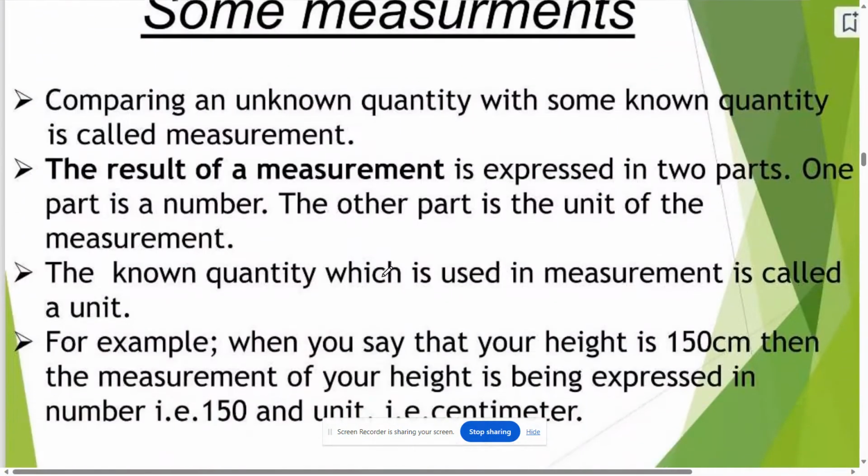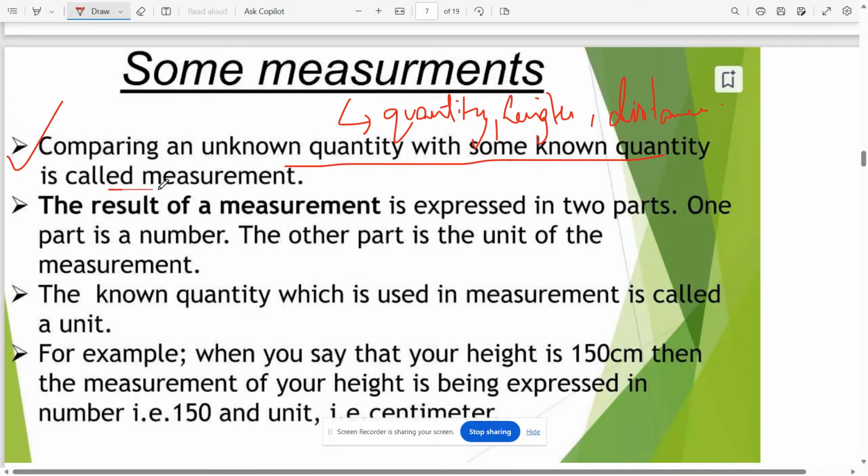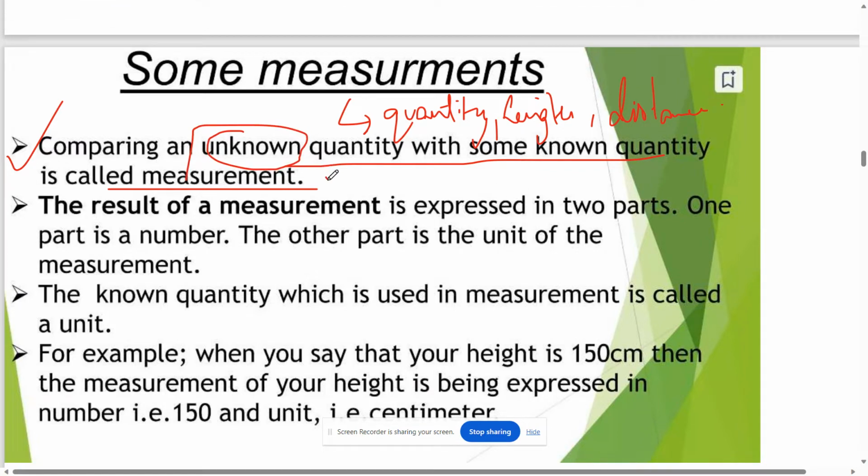Now, measurement. Why do we measure? To get the quantity, length, or distance of something. Comparing an unknown quantity with some known quantity is called measurement. The known quantity can be 6 liters, 6 meters, etc.